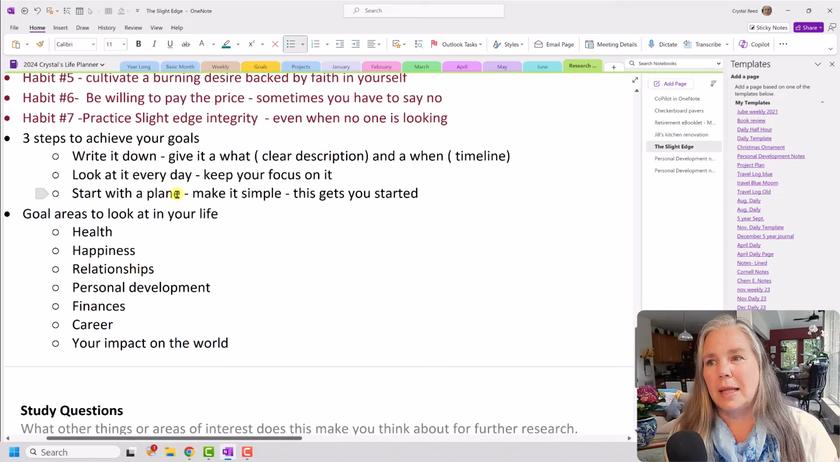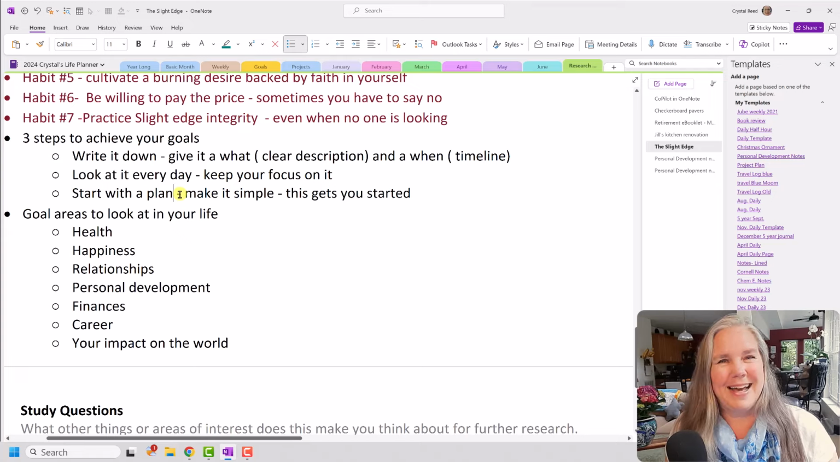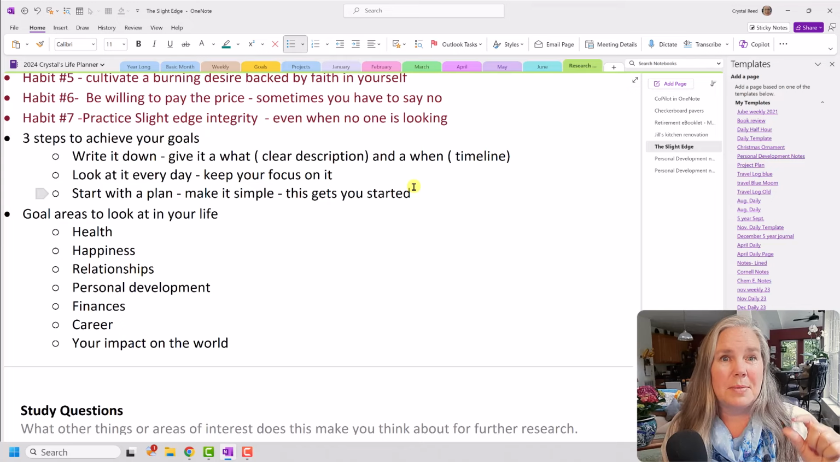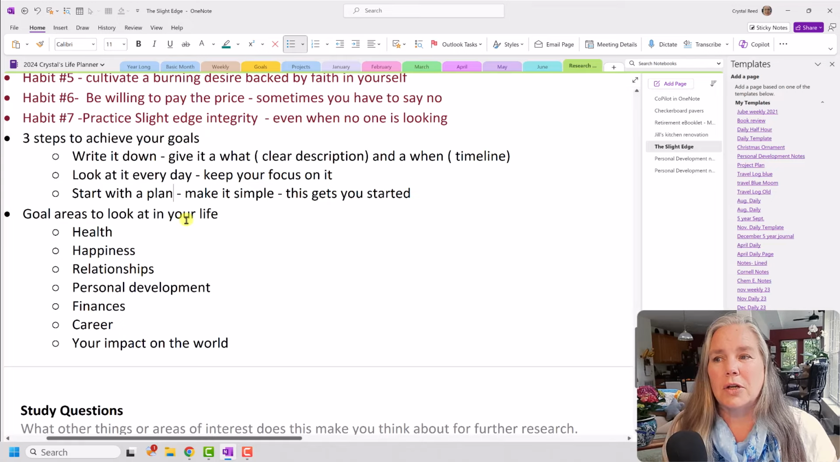Start with a plan, not a plane. Start with a plan, make it simple, and this gets you started. Okay, those baby steps. We've talked about those baby steps a lot. Starting with that 10-minute walk, 15-minute walk, 20-minute walk. Okay, all right. And then some goal areas to look for or to look at in your life.